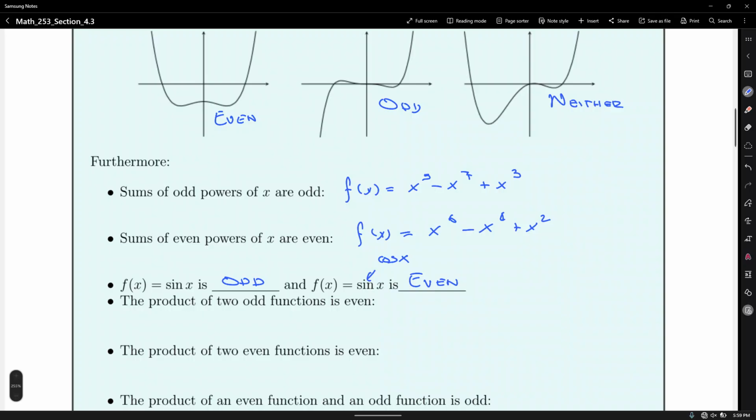Okay, here be careful. The product of two odd functions is even. For instance, okay, two odd functions. So f of x. Let's choose a good odd function, maybe something like x cubed. Can you think of another odd function?